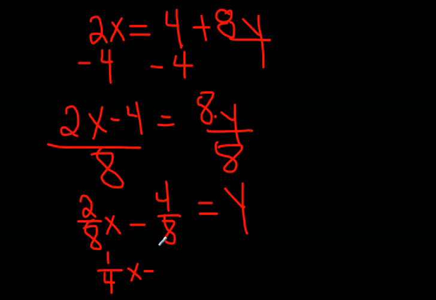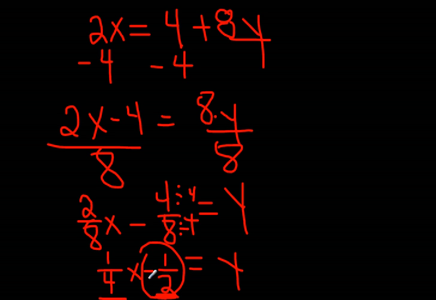I can divide by 4. So I'm going to divide by 4. 4 divided by 4 gives me 1, and 8 divided by 4 gives me 2. So now this time my y is sitting over here, but that's okay. I still have my y equals my m, my slope, which is 1/4 x minus my y-intercept, which is -1/2. Excellent. We're rocking it out.